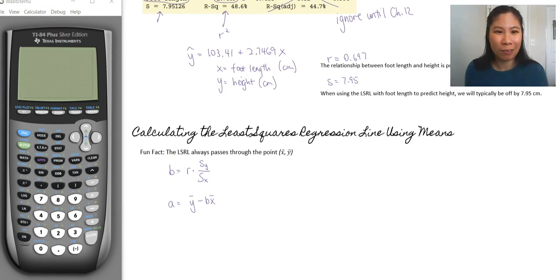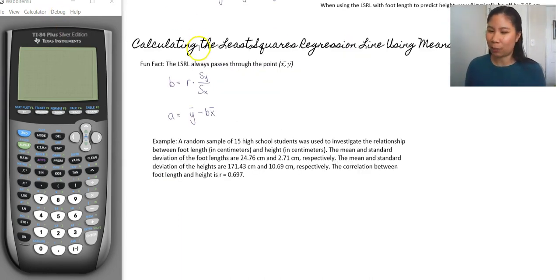For example, kind of the same example as before, we've got the 15 high school students. We're going to try to predict their height using their foot length. It's given to us that the mean and standard deviation of foot lengths are 24.76 centimeters and 2.71 centimeters respectively. In case you didn't know, respectively just means it lists the numbers in the order of the words listed before. So mean comes first, then standard deviation.